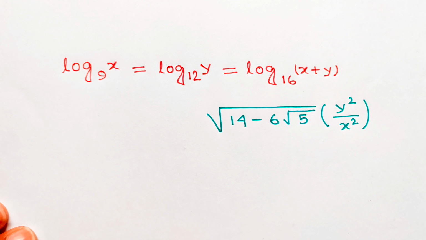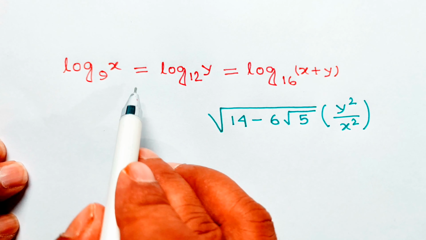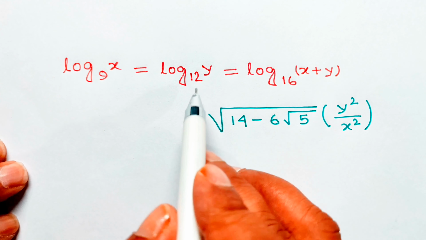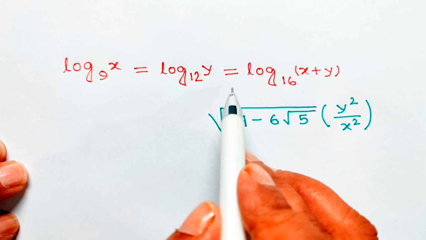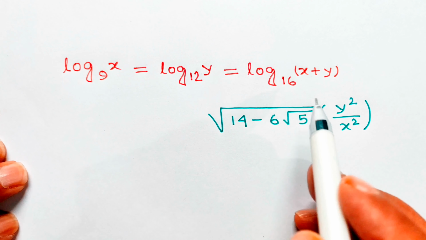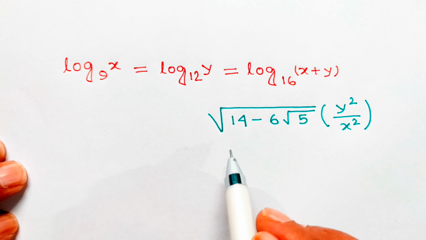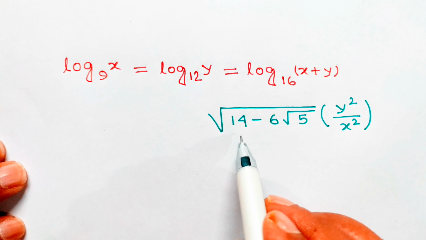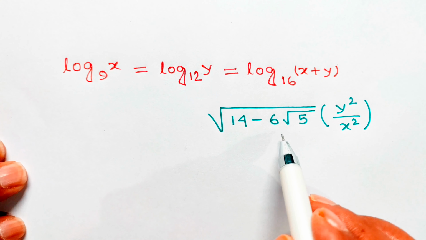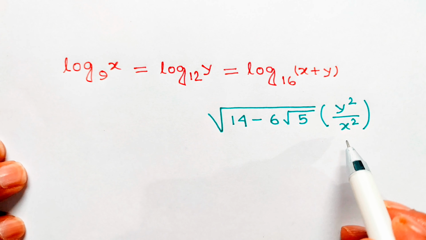Hello everyone, in this video we have been given log x base 9 equal log y base 12 equal log (x plus y) base 16. Now we are going to find the value of under root of (14 minus 6 root 5) into y square divided by x square.